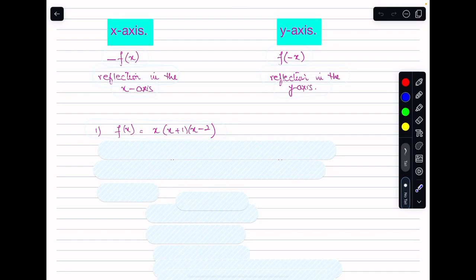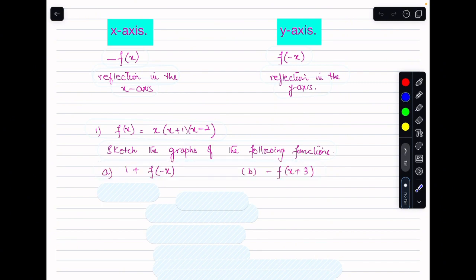Now let's say our f(x) is equal to x(x + 1)(x - 2). What we observe here is that we have x into x into x. If I multiply the three x's, it's going to be an x cube. That means it is a cubic polynomial that we have here. The question says for the function x(x + 1)(x - 2), sketch the graph of the following functions. Part A, it's 1 plus f of minus x.